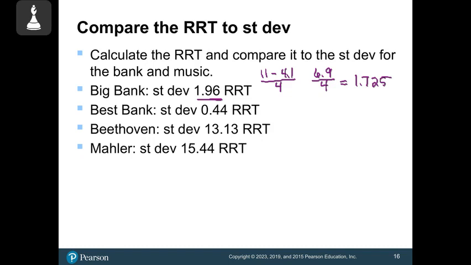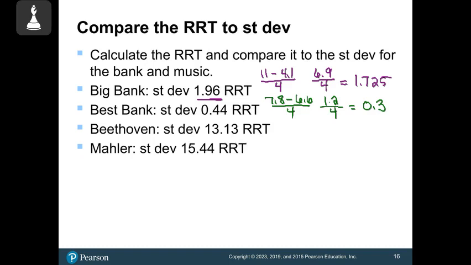For best bank, the largest value was 7.8 and the smallest value was 6.6. So I need to subtract those two values. I get 1.2. If I take 1.2 divided by 4, I get an estimated standard deviation of 0.3. So again, not bad for an estimate.